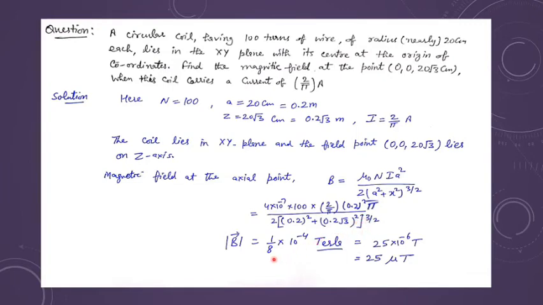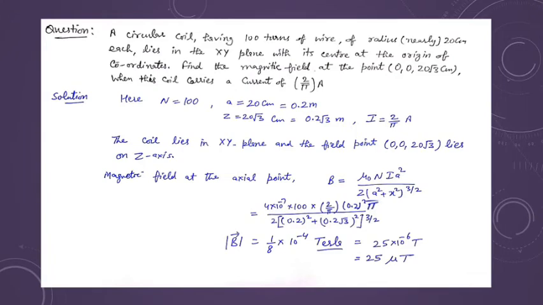Of course, the answer magnitude is coming out to be 25 micro Tesla. Because they have not mentioned whether the current is flowing in the clockwise or anti-clockwise direction, I will not be able to tell the direction. So I will simply give the magnitude of the magnetic field. So I think this question is clear with you.